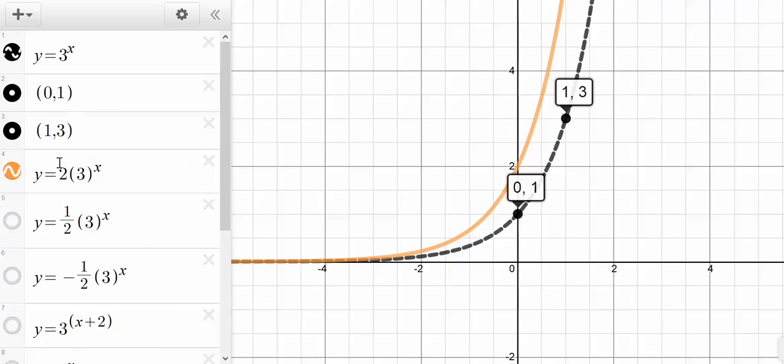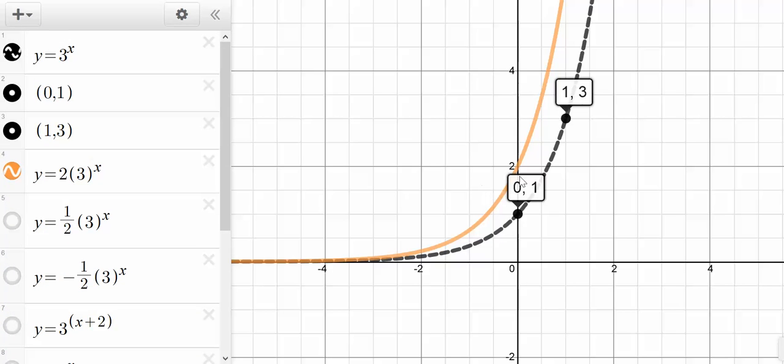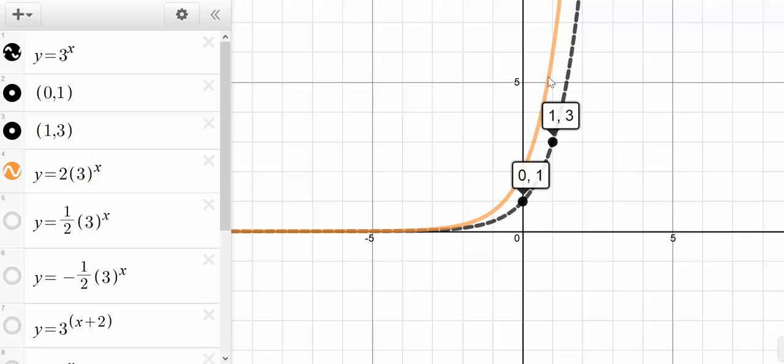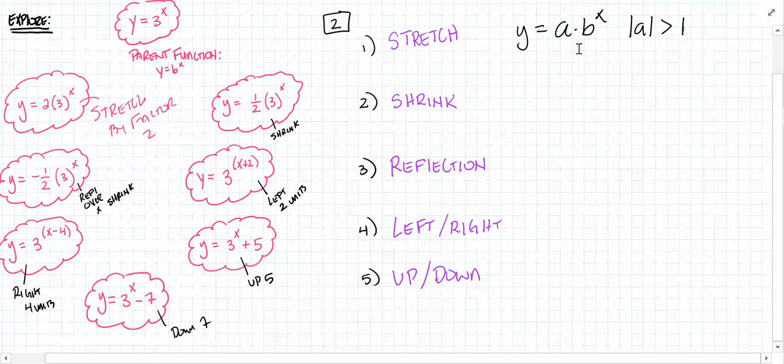Notice I've shut off every other one. You can turn these off, by the way, right? You know that. So I've shut off every one except for the orange one here. What we've done is we have increased the output by a factor of 2. So instead of 0, 1, I'm going to have the output of 0, 2 times 1, which would be 2. Instead of 1, 3, I'm going to increase the output by a factor of 2. So I should have the point 1, 6 on my orange graph. And look, there it is here. That's the point 1, 6. You guys see it? So that's what it means to be a stretch by a factor of a if your a is greater than 1.